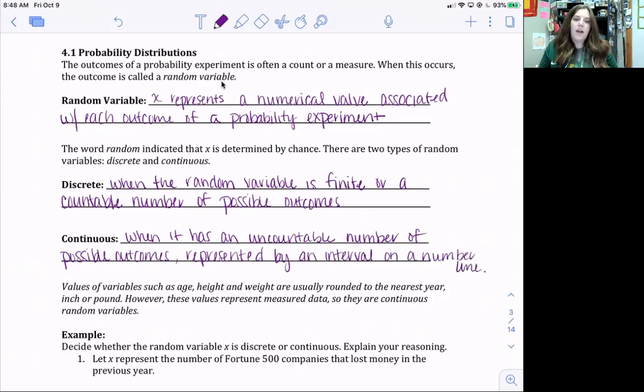Okay, so values of variables such as age, height, and weight are usually rounded to the nearest year, inch, or pound. However, these values represent measured data, so they are continuous. So yes, we normally say that we are 18 years old, but really we're 18 years and 133 days. Okay, so that's what makes it continuous, not discrete.